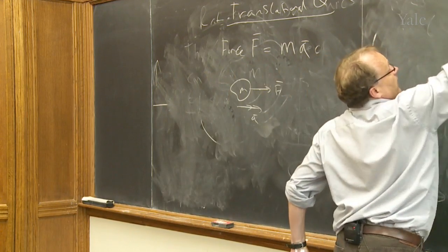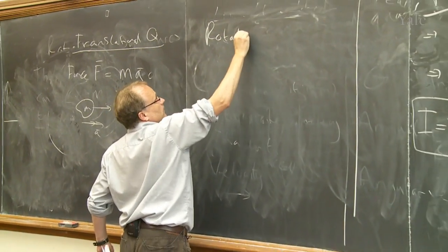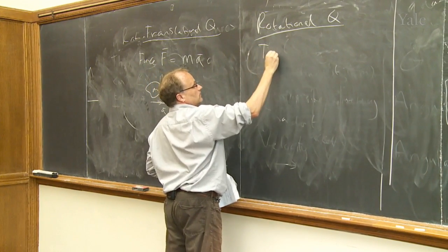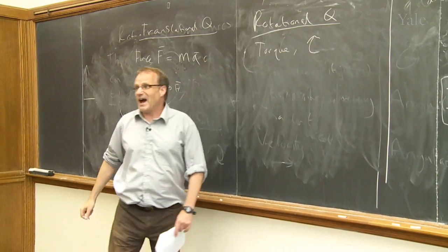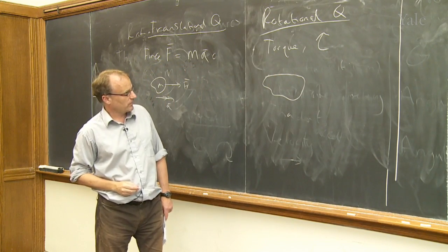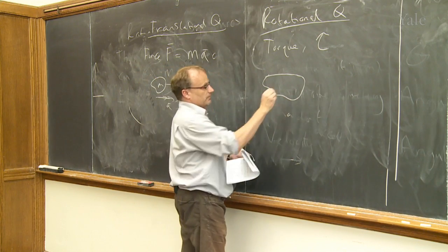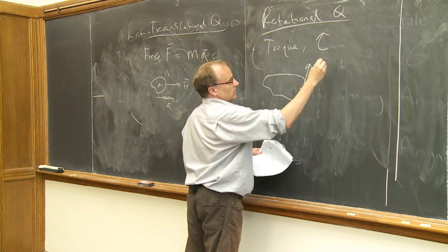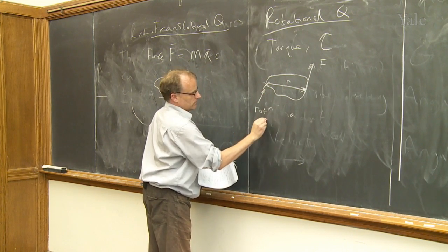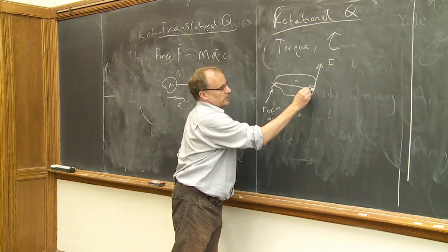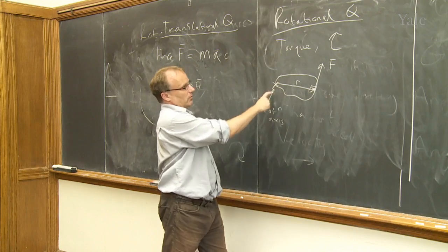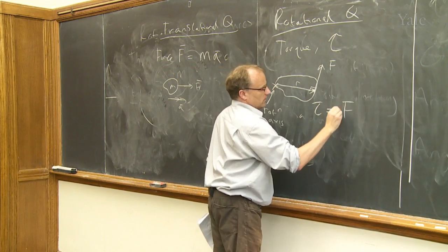In the rotational case, the equivalent rotational quantity is something called torque, and we use the symbol tau. So if we draw our object, there's our mass. If we apply a force F to this mass at this point, at a distance, let's call that distance r, away from this x, which is the rotation axis, then provided these are perpendicular, at 90 degrees, the torque of F about this point O is given by tau equals F r.